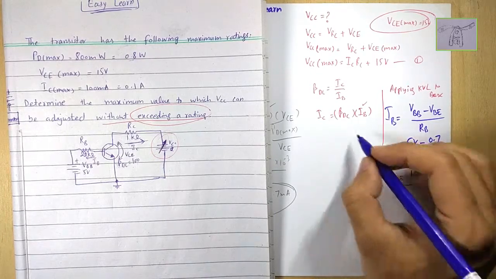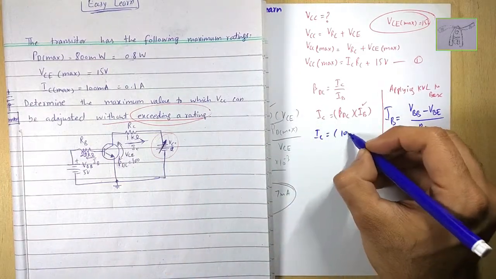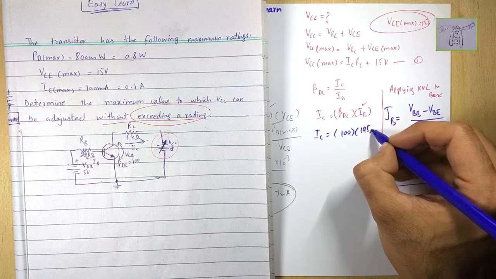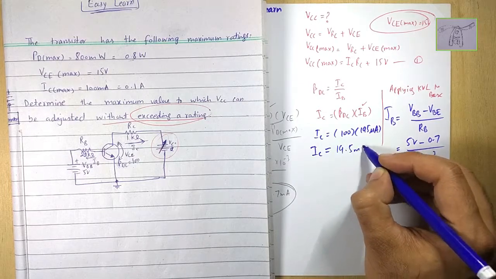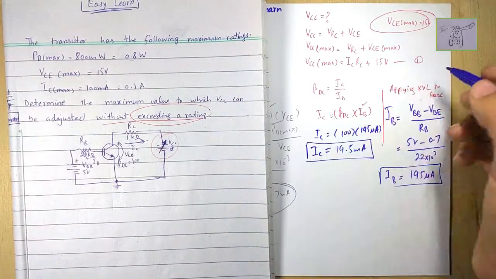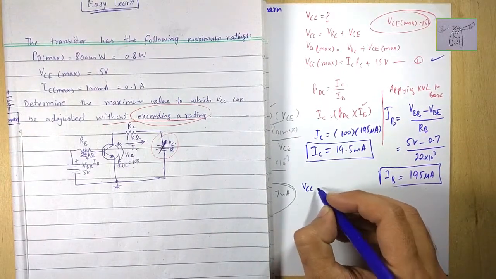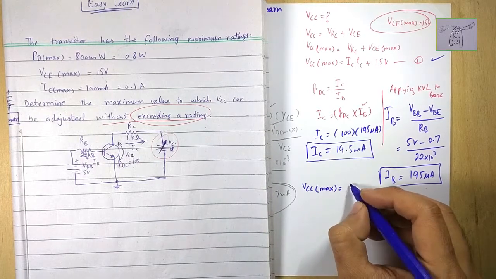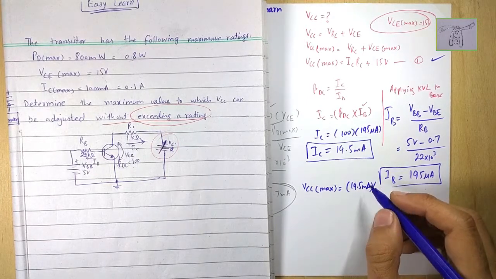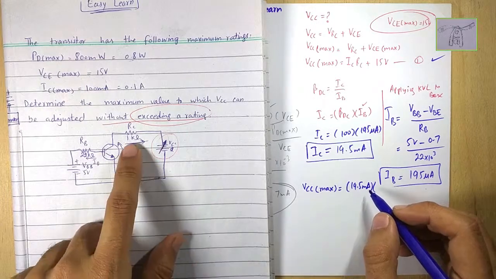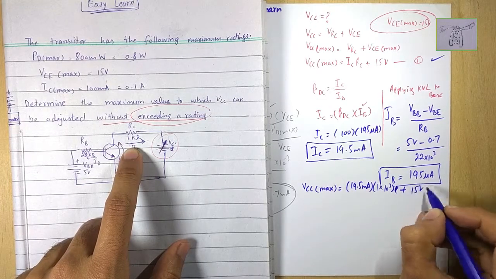We have to substitute this value over here. IC equals beta DC times IB. What is beta DC? That is 100 gain, 100, and IB is 195 microampere, and the answer for IC is 19.5 milliampere. Now this is the collector current. We have to put this value in equation number 1, so the VCC maximum value we can use is 19.5 milliampere across resistor RC, whose value is 1 kilo, 1 into 10 raised to power 3, and sorry, here this is a plus sign, 15 volts.